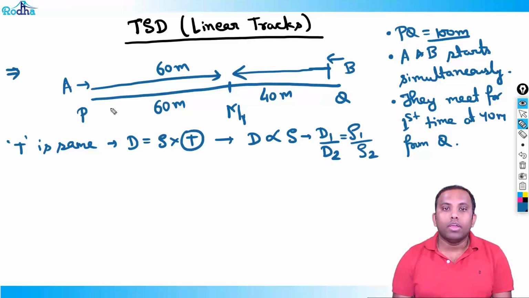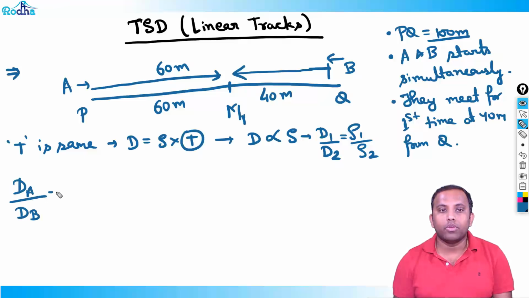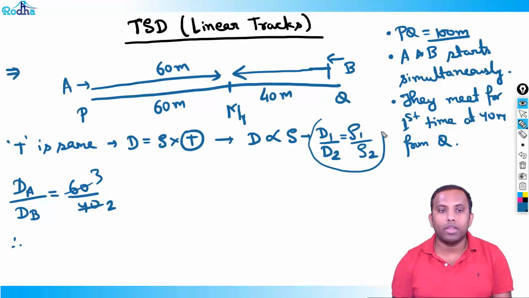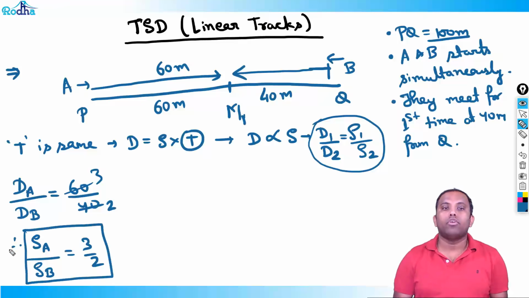In this case, the ratio of distance covered by A to distance covered by B is 60 to 40, that is 3 by 2. Therefore, if time is the same, the distance ratio is equal to the speed ratio, so their speed ratio is also 3 is to 2. First important point: from this information, we can find that their speed ratio is 3 is to 2.